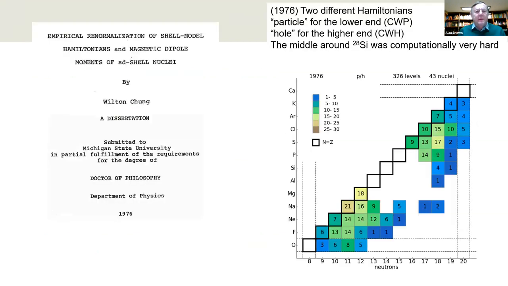So when I first came to MSU as an experimentalist in 1976, Wilton Chung had just finished his PhD thesis on the SD shell. And in the thesis, they were able to look at the lower part of the SD shell and the upper part, and to develop two different Hamiltonians that worked very well on the two ends, but didn't quite fit together. The problem was really a big computational problem. Silicon-28 was very hard to do back in those days, in the middle.